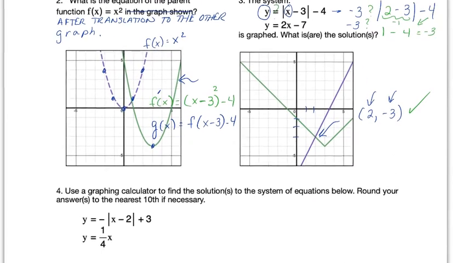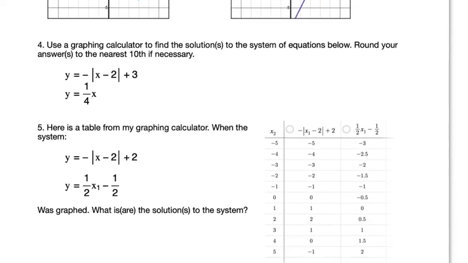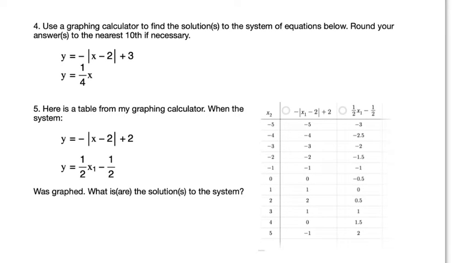All right, let's slide this all up here, and let's look at problem number 4. Use a graphing calculator to find the solution to the systems of the equations below. Round your answers to the nearest tenth if necessary. Well, it's kind of hard for me to show that on here. I can edit some stuff, but it takes too much time. So I'll just explain what you do.